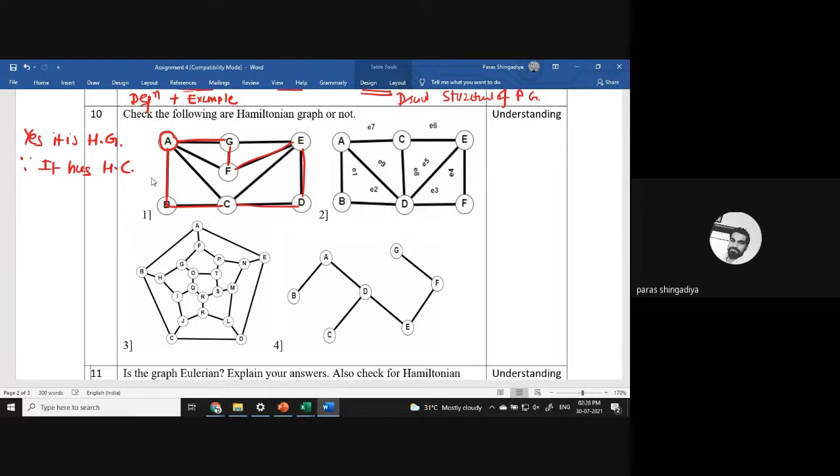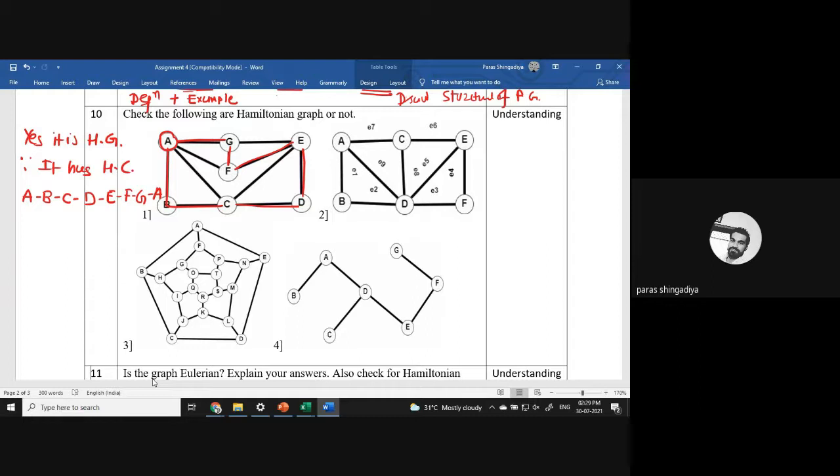Which circuit? You also mention it here. A to B, B to C, C to D, then after E, E to F, F to G, and G to A. That is your Hamiltonian circuit, and based on that circuit, you can say this graph is a Hamiltonian graph. There is another Hamiltonian circuit also. You can also write it here as the answer. You can start with any vertex. There are lots of possibilities of Hamiltonian circuit. Clear? The second is also a Hamiltonian graph. Yeah, that is correct.